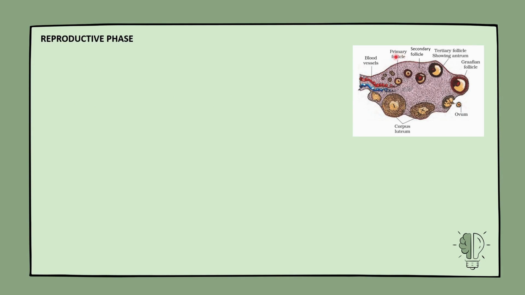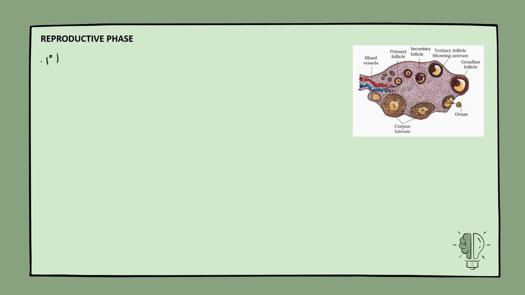Now, during the reproductive phase, the primary follicle, as you can see here, gets surrounded by more granulosa cells and a new theca to form the secondary follicle. The secondary follicle then transforms into tertiary follicle. The tertiary follicle has a fluid-filled cavity which is called antrum, and the theca layer is organized into inner theca interna and outer theca externa.